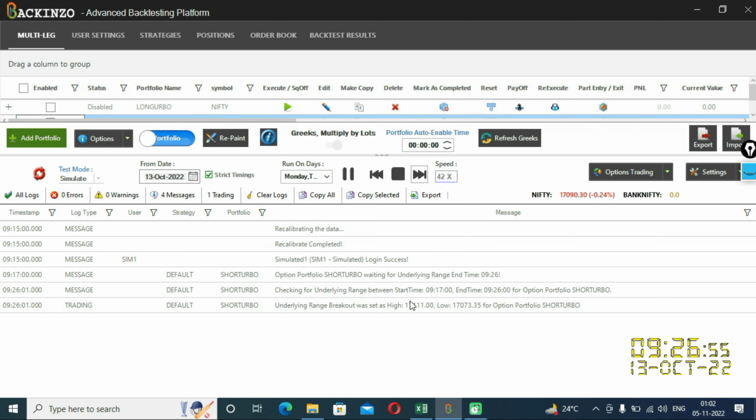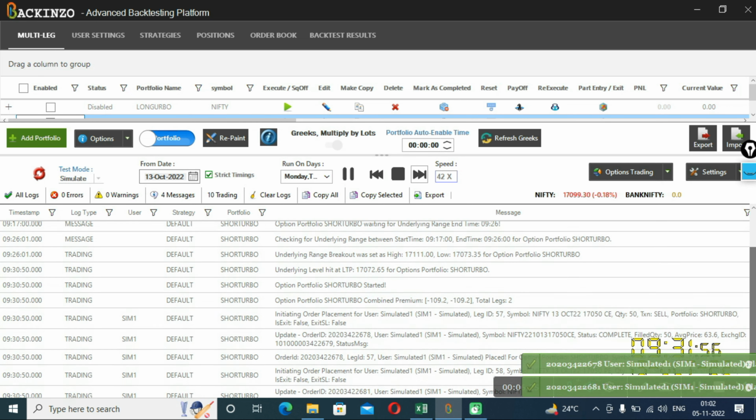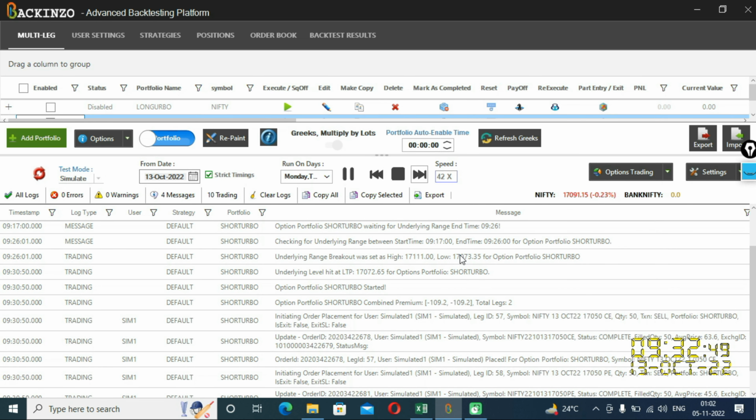Here you go. So as you can see that at 9:26, so 1 second, underlying range breakout was set at high price 17,111 and 17,073, right? So this is the high price and this is the low price of it, because I have set entry condition as low. So here you can see 17,073, it checked the low price and told us, and at 9:30 this level also got hit, that is 17,072.65, right? So this is the second case.